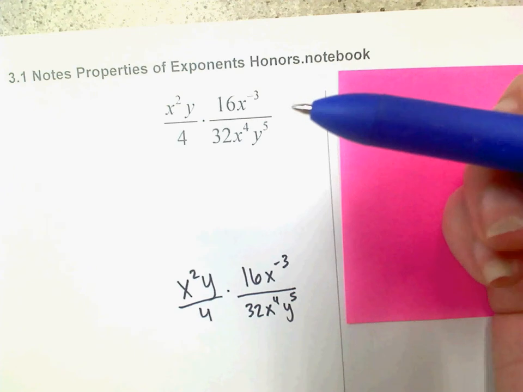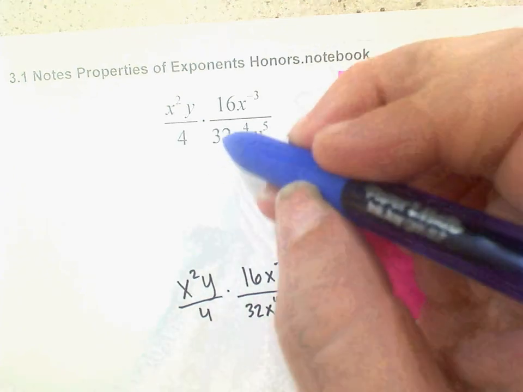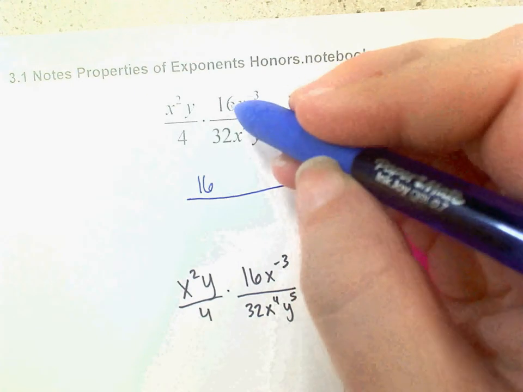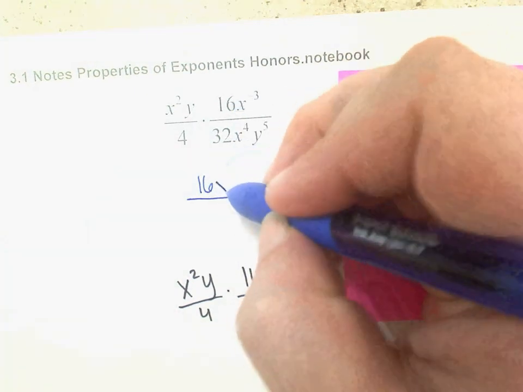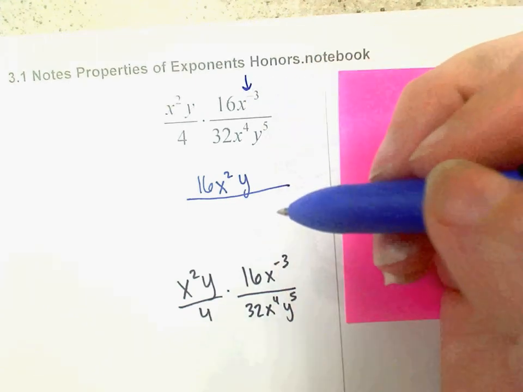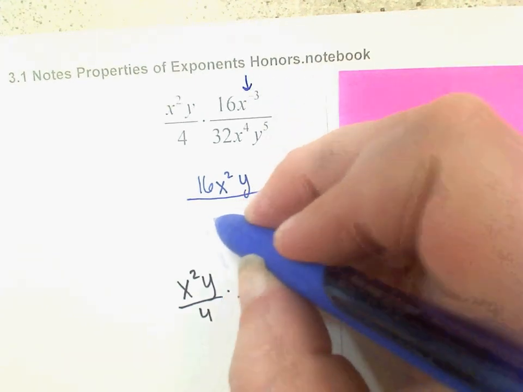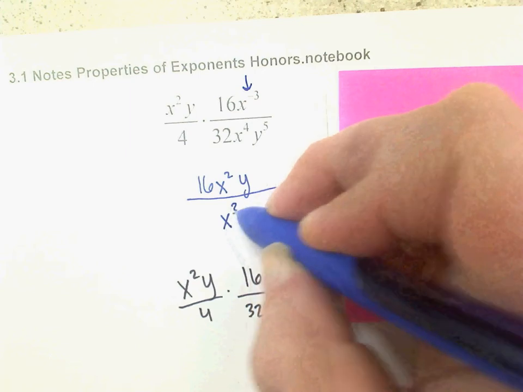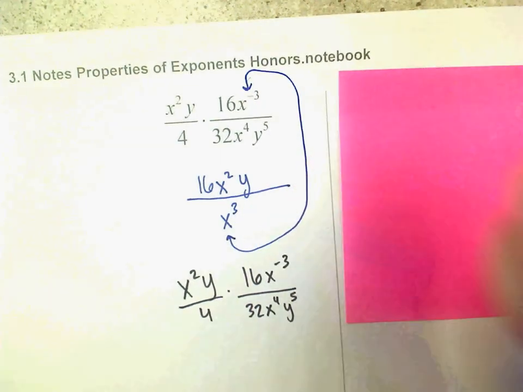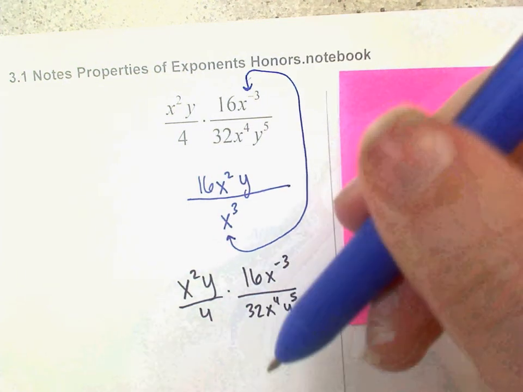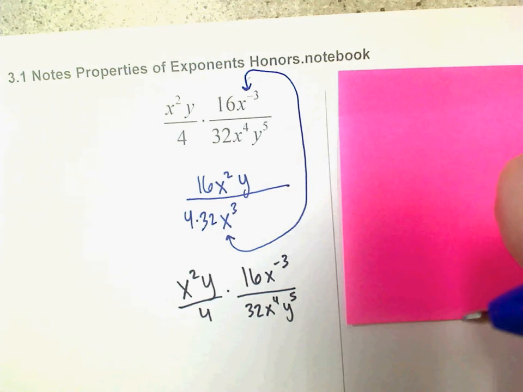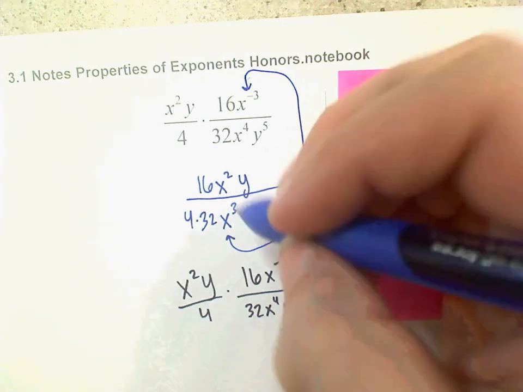So I'm going to say 16. So the numerator, 16. I like to put the coefficients first. I've got x squared. I've got y in the numerator. The only other thing in the numerator is x to the third, which I think belongs in the denominator. So I'm going to put it down here, x to the third. The 4 and the 32 I could multiply, but I'm going to leave them out, and I'll show you why in a second. 4 times 32, and then x to the fourth, and then y to the fifth. And then simplify from there.